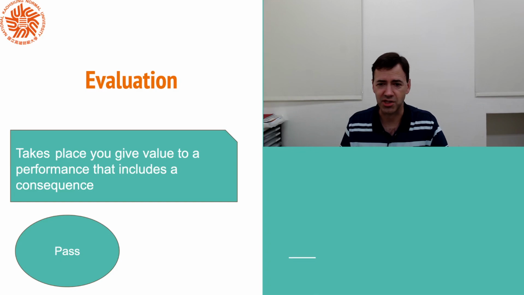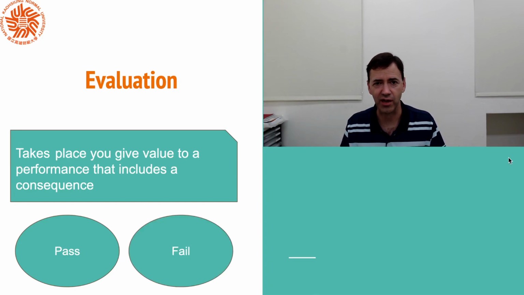Okay, so as I mentioned down here, how do you have a consequence? Pass and fail are two very common ones. Or maybe you can get into the course based on your ability, or you get the job based on your interview.